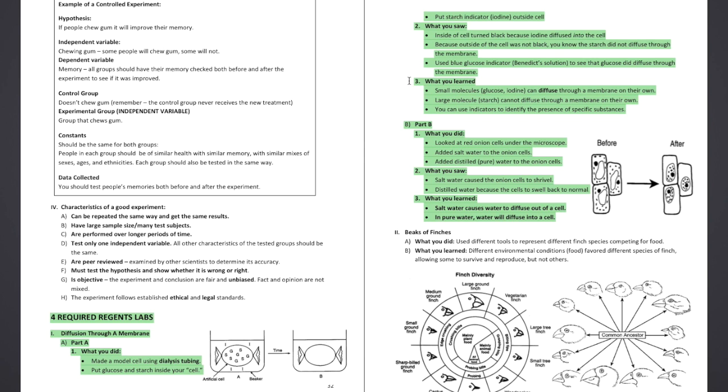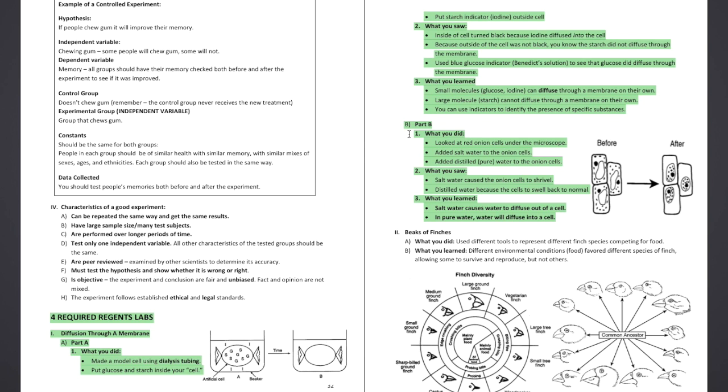3. What you learned. Small molecules, glucose and iodine, can diffuse through a membrane on their own. Large molecule, starch, cannot diffuse through a membrane on their own. You can use indicators to identify the presence of specific substances. Part B.